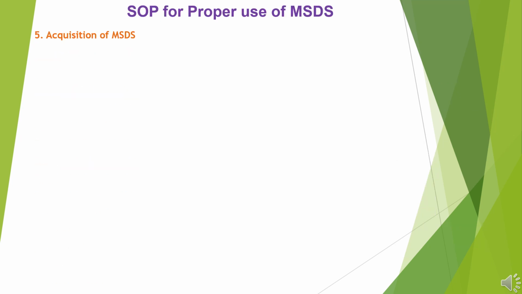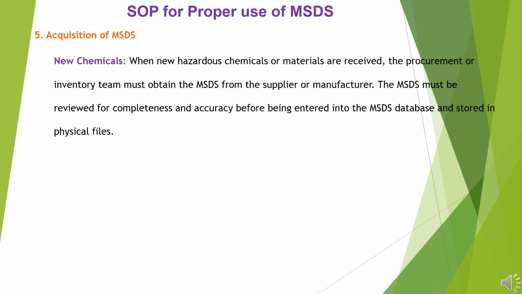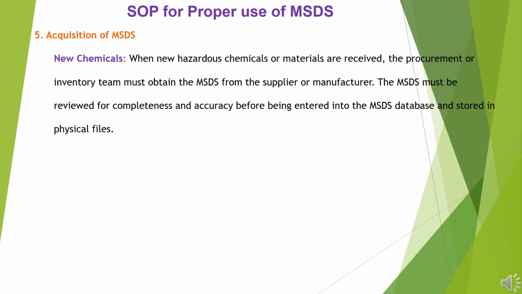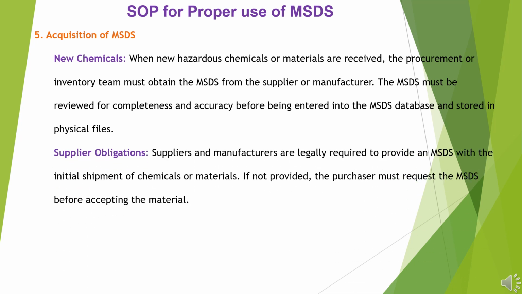5. Acquisition of MSDS. New chemicals. When new hazardous chemicals or materials are received, the procurement or inventory team must obtain the MSDS from the supplier or manufacturer. The MSDS must be reviewed for completeness and accuracy before being entered into the MSDS database and stored in physical files. Supplier obligations.